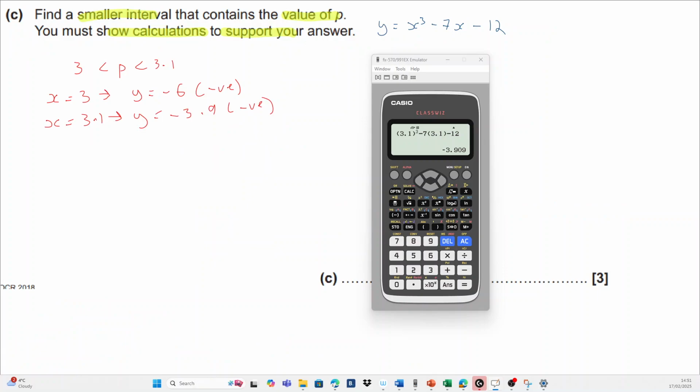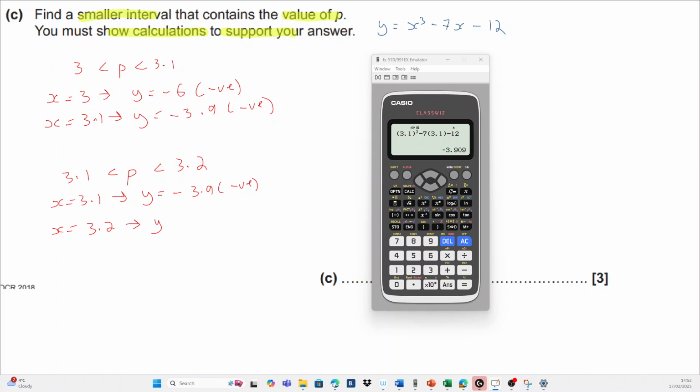So this doesn't work. So then you just go up to your next interval. Let's now try P being between 3.1 and 3.2. So when x is 3.1, we already know that you get a y value of minus 3.9, which is negative. Let's now try when x is equal to 3.2 and see what you get out.